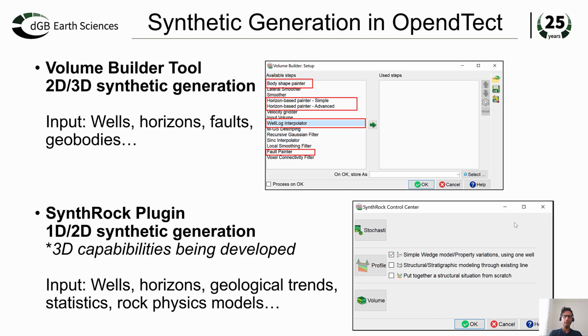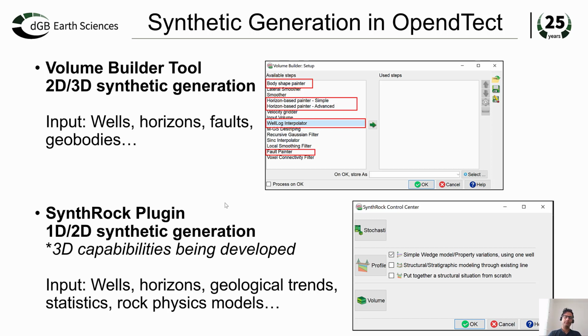So the first volume builder tool in the OpenDetect software allows you to generate 2D and 3D synthetic data sets using a number of workflows which are shown here in these red rectangles. This tool can work with well data, horizons, faults, and geobodies.